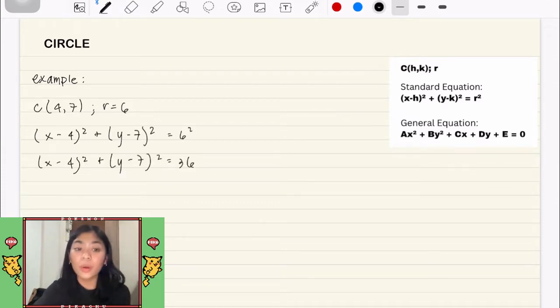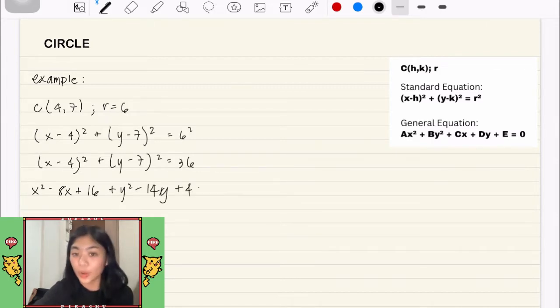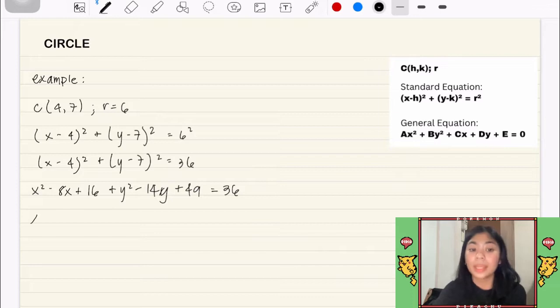For the second step, we will be converting the standard equation into the general equation of a circle. We will be expanding the squared binomials. It will be x squared minus 8x plus 16 plus y squared minus 14y plus 49 equals 36. After that, we will be transposing 36 to the left side of the equation, making it x squared minus 8x plus 16 plus y squared minus 14y plus 49 minus 36 equals 0.